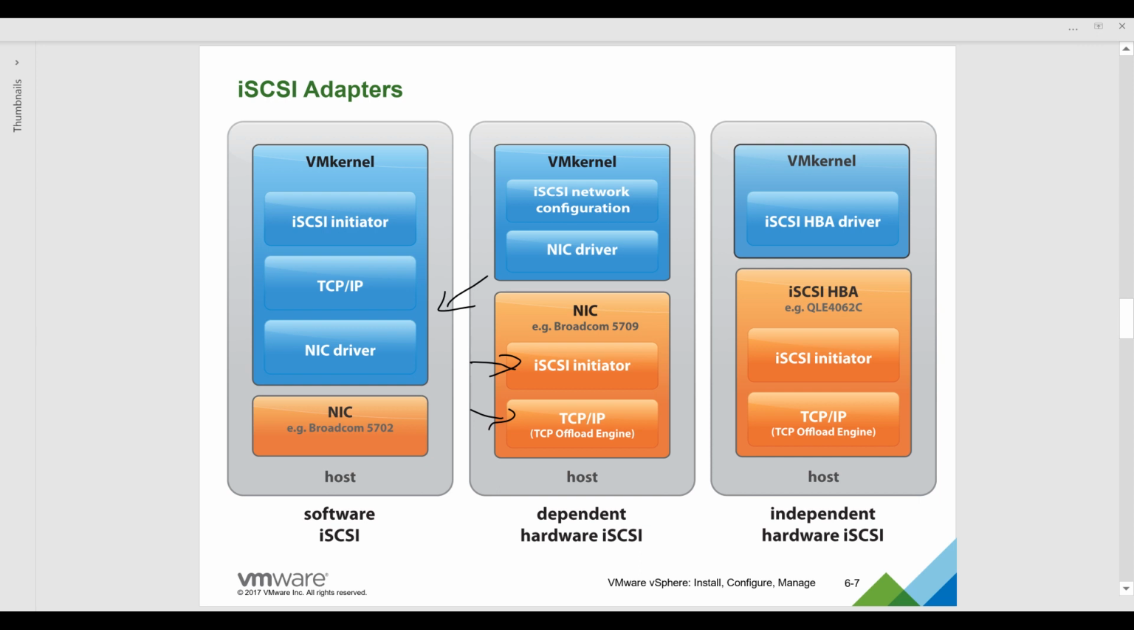Now, an independent hardware iSCSI adapter actually has the iSCSI HBA driver, and its whole goal in life for this network card is to do nothing but iSCSI commands. Inside of it, we have the iSCSI initiator and the IP offload engine, and we configure it to have its IP address and all. Like I said, it's like its own little subsystem. This network card just does iSCSI.